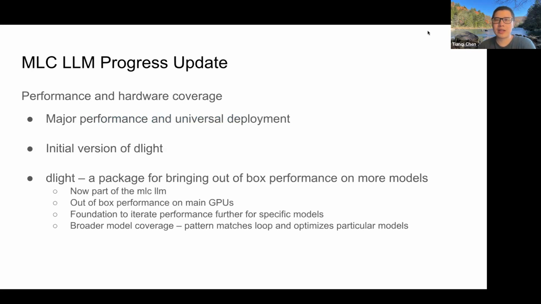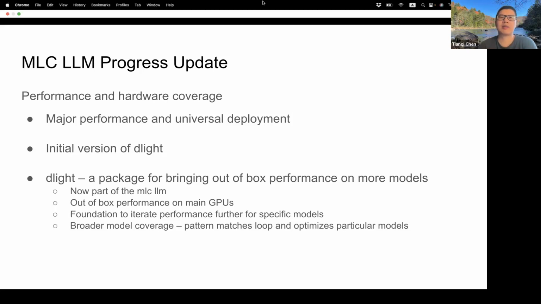One of the major themes that we've been focusing on last month and a bit more is that we have been working hard on performance and hardware coverage. So the goal here is we want to be able to get these models performant and be able to deploy universally. One of the things that we'll highlight here is an initial effort of refactoring some of the performance optimization tools, mainly through a package called dLite, which is now integrated as part of MOCLM. The goal here is we want to be able to bring out-of-box performance on GPUs. It's a first version, so expect more iterations onwards.